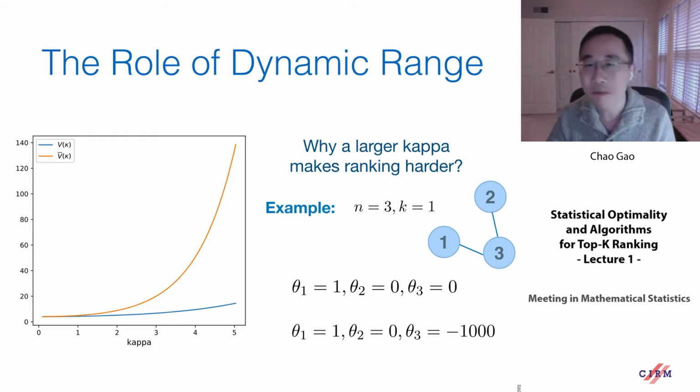However, you cannot make that conclusion in the second scenario, because in the second scenario, player 3 is so weak, he is going to lose all the games against both player 1 and player 2, right? So player 1 and player 2, both of them will have a 100% win record against player 3. You cannot conclude which player is the better player. There is no information in the data because of the large dynamic range parameter. So a large dynamic range parameter, in the worst case, is going to make the top K ranking problem hard.